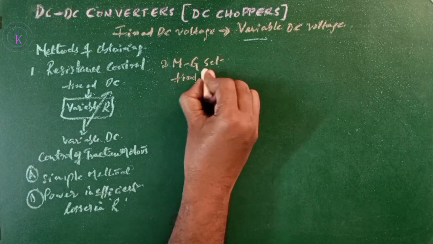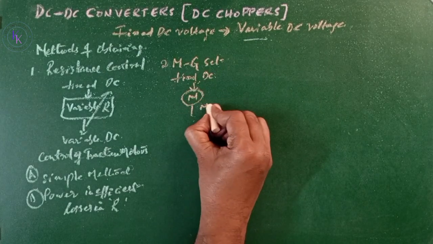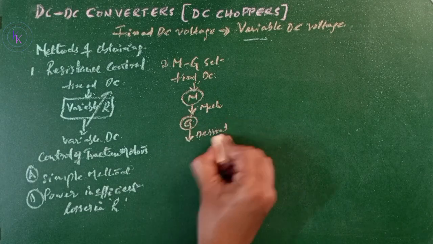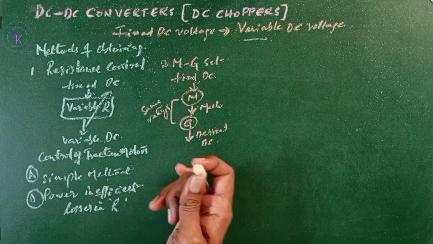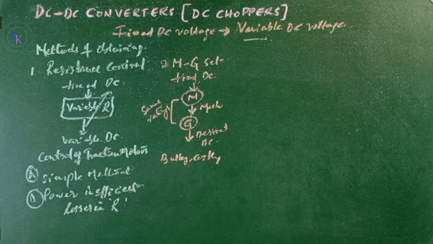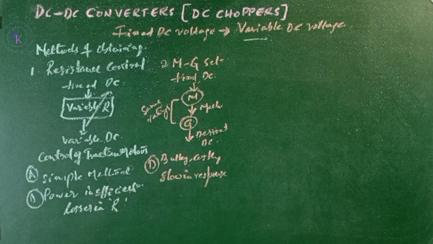Second method, motor generator set. A fixed DC is given to a motor, then you will be getting mechanical output that will be given to a generator to get the desired DC voltage. It requires two machines of the same rating. The system is bulky, costly, and slow in response. So these are all the disadvantages of this method.